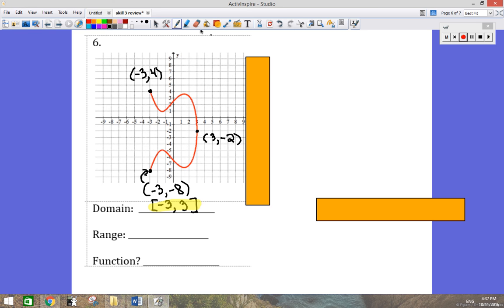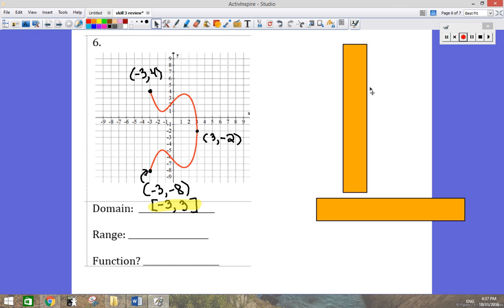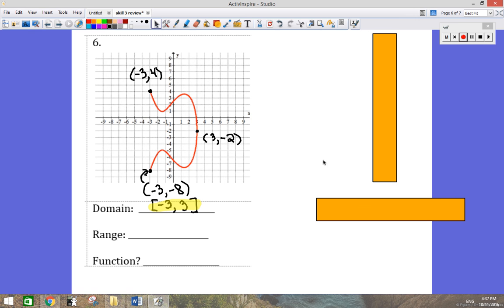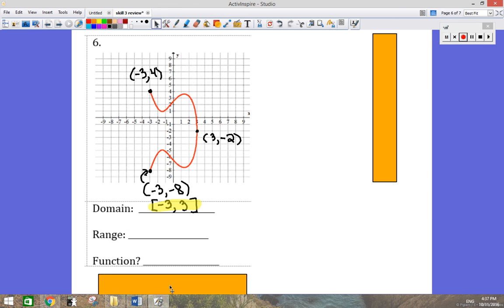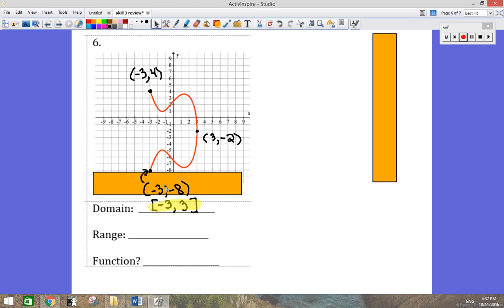All right, for the range, I want to look at this graph, but I want to only consider the y coordinates. The range is a set of y values. When I come at it from below, again, this point is the first point I hit. However, this time, I'm only interested in the y coordinates. It's a solid point, so the point is in my range, and I want the y coordinate of -8.